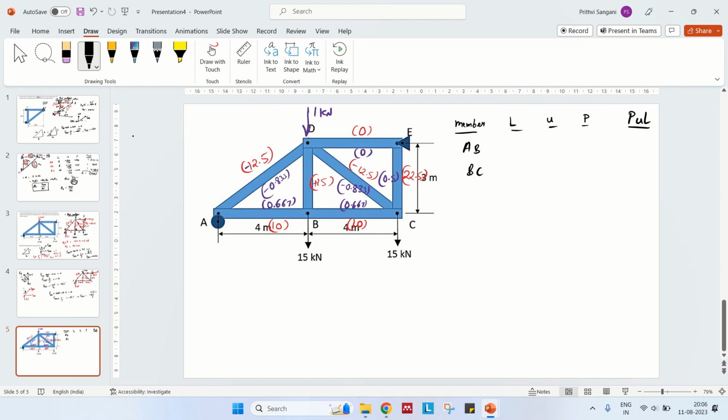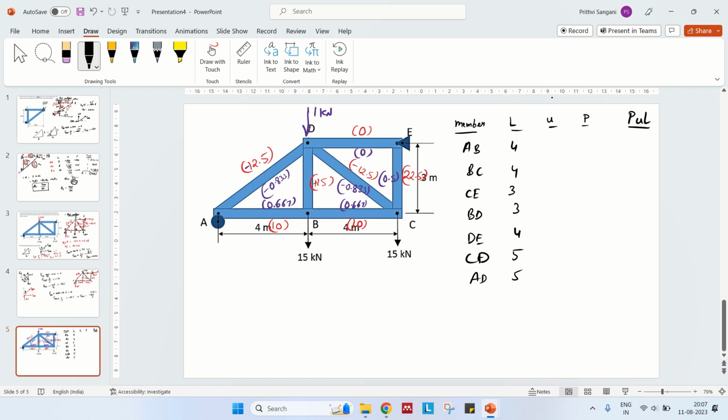AB, BC, CE, BD, DE and CE. Then C is already written, so this is DC. CE. DE, CE, CE, BC, and BD. BD, AB, and AD. So again, what is the length of AB? AB is 4, BC is 4, CE is 3, BD is 3, DE is 4, CD is 5, if this is 3, 4, and this is 5. AD, what is AD? AD is 5.